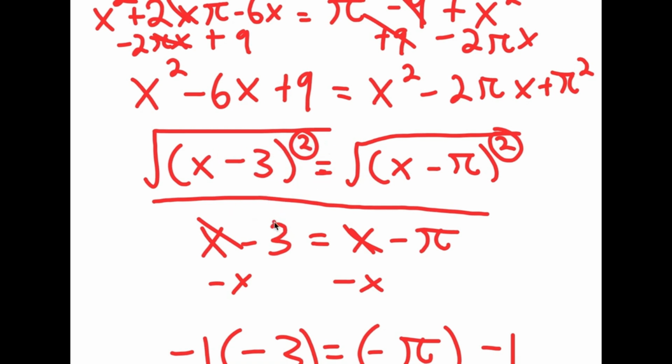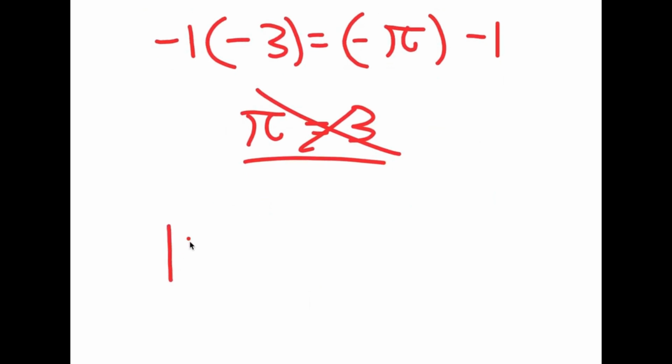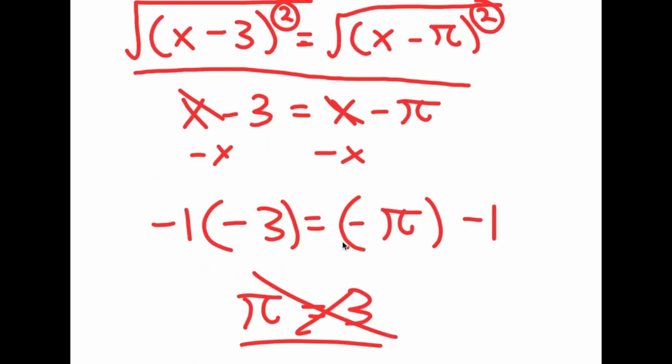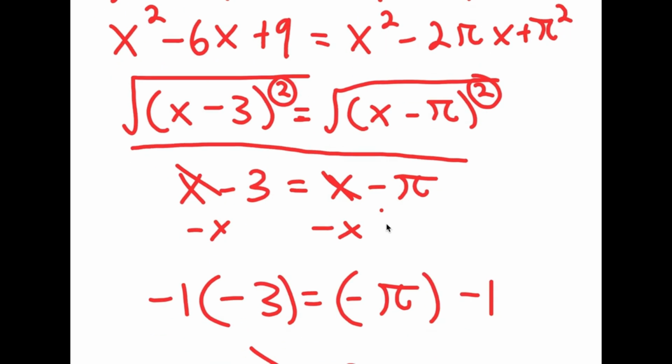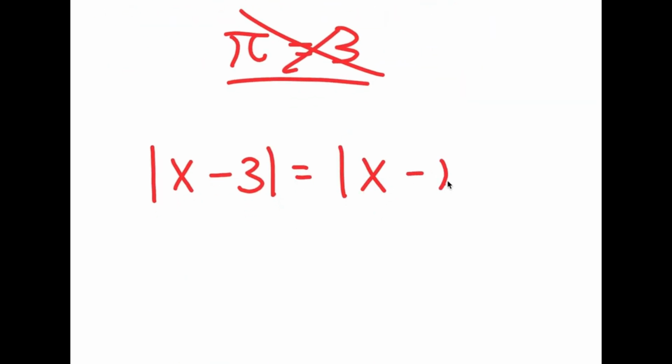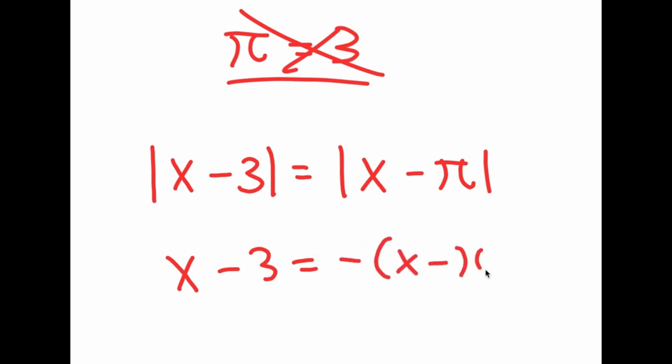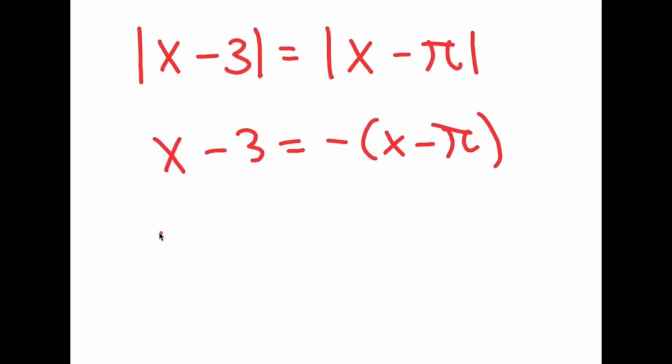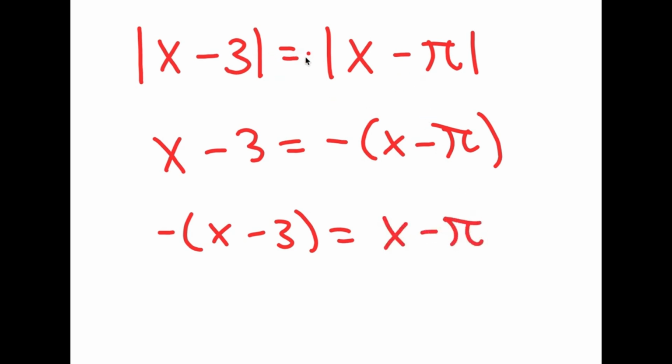The square root of (x minus 3) squared isn't equal to x minus 3, it is equal to the absolute value of x minus 3. And same goes with the square root of (x minus pi) squared. It's not equal to x minus pi. It's equal to the absolute value of x minus pi. So the reason this is so important is because now I get x minus 3 is equal to negative (x minus pi), or also negative (x minus 3) is equal to positive (x minus pi), since we're taking the absolute value of these two.